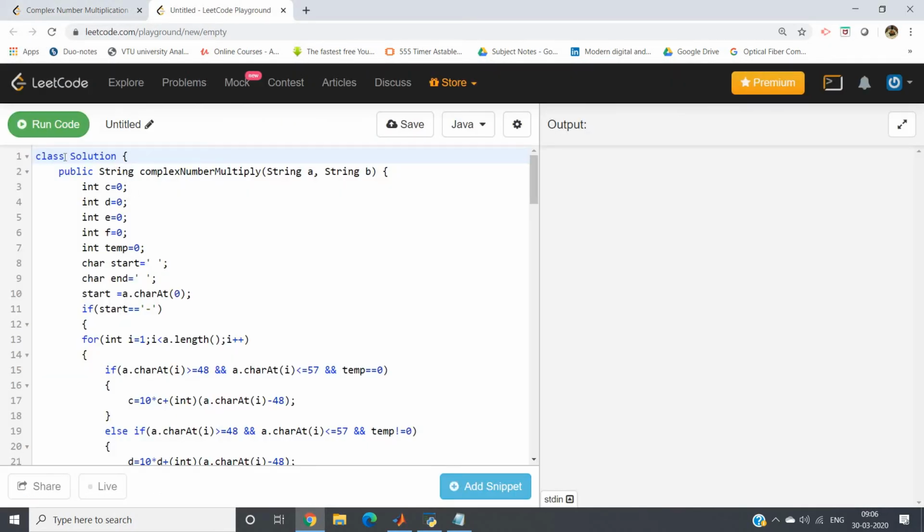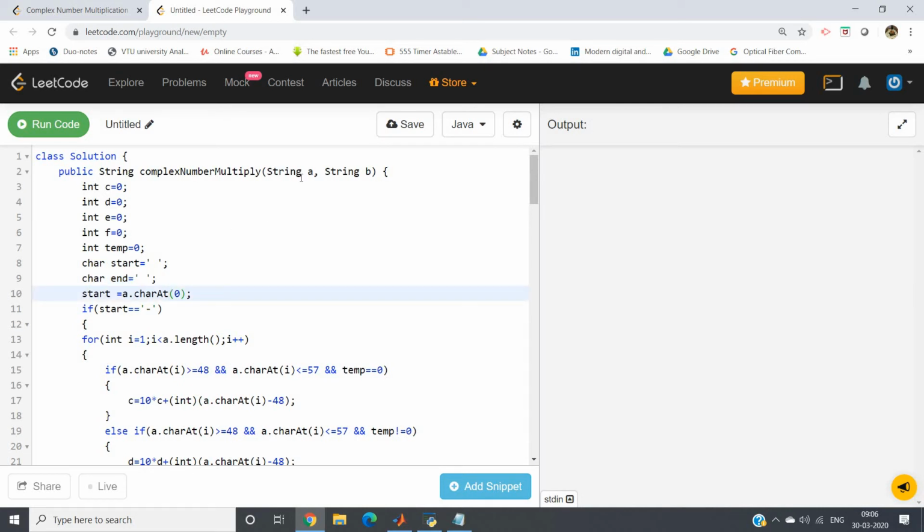So the code is quite simple: class Solution, public String complexNumberMultiply(String a, String b). Our function name is complexNumberMultiply, and we are taking two inputs, a and b. Then c, d, e, f are defined as 0. Temp equal to 0 is a variable I am taking, later I will tell you the usage. Start and end, these two characters will store the signs of c, d, e, f.